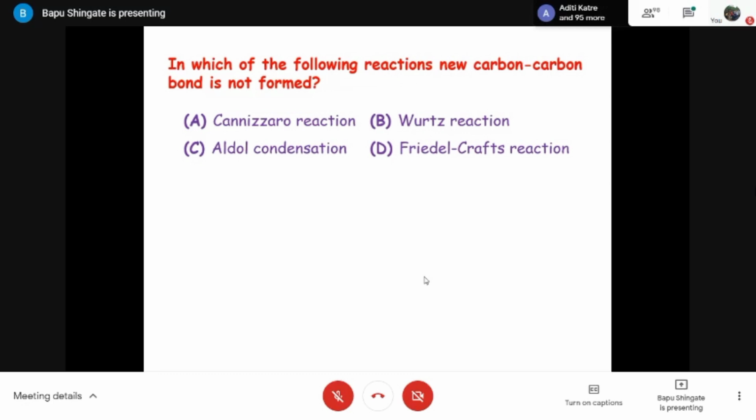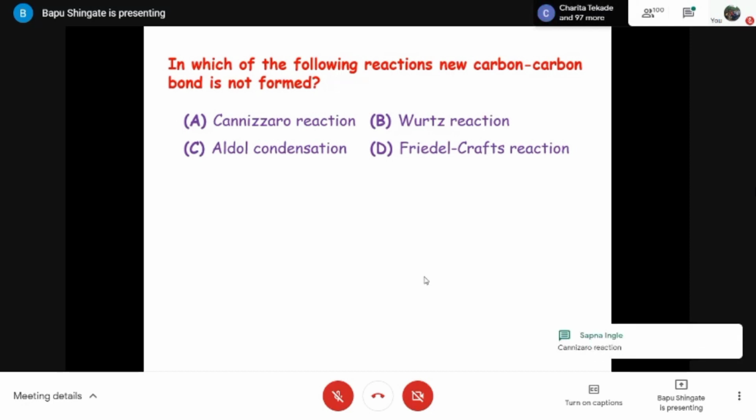See, it means that you have not read the question carefully. In which of the following reactions is a new carbon-carbon bond not formed? Friend, in Friedel-Crafts reaction, it may be alkylation or acylation: reaction of benzene or any aromatic substrate with a carbocation or acyl carbocation electrophile, forming alkyl benzenes or acyl benzenes. In the second case, aldol condensation, you can take two equivalents of the same aldehyde or different aldehydes, as in mixed aldol condensation. There is a formation of beta hydroxycarbonyl compounds. Carbon-carbon bond formation takes place.